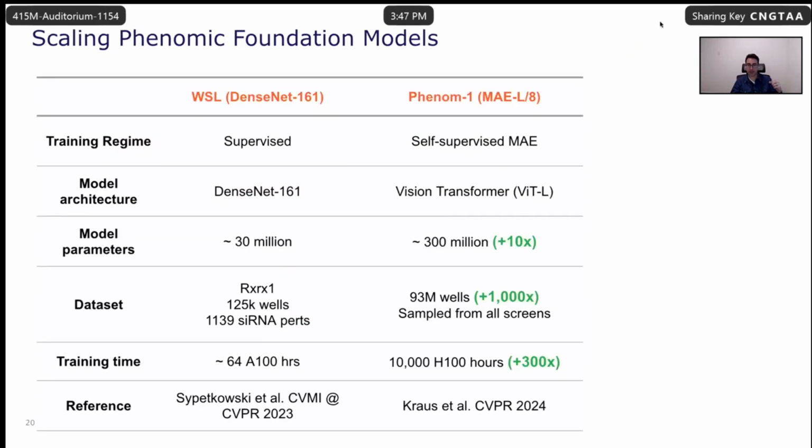So just for some stats on this approach, we were able to switch from a DenseNet backbone to a vision transformer backbone. That allowed us to increase the model size from 30 million parameters to 300 million, so a 10x improvement. And then the biggest challenge was the dataset size. So instead of using just those 100,000 wells that we had for RxRx1, we expanded to nearly all the phenomic wells that Recursion had that we were able to train this on. So that was a 1,000x increase in the dataset size. And obviously that took a lot more compute. And then this work was presented at CVPR last year.